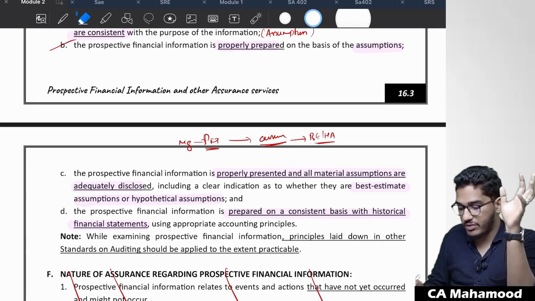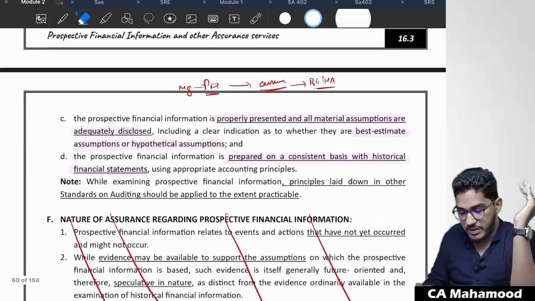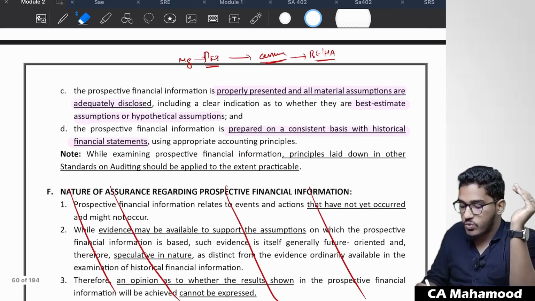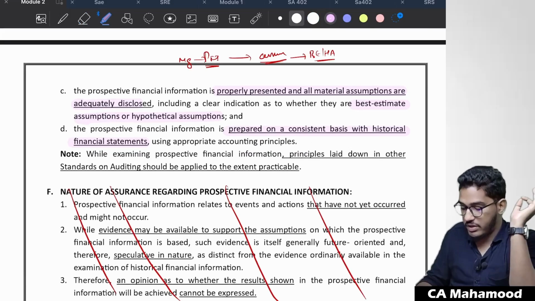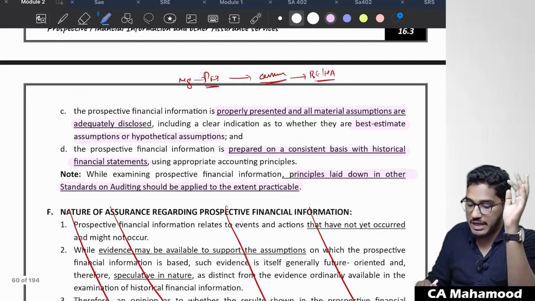Whatever accounting policies are followed in the historical financial information, the same policies are followed in the prospective financial information as well. So while examining prospective financial information, principles laid down in other standards on auditing also should be applied. As I've told, along with this SAE, if any other standards on auditing come into the picture, you have to comply with that also.